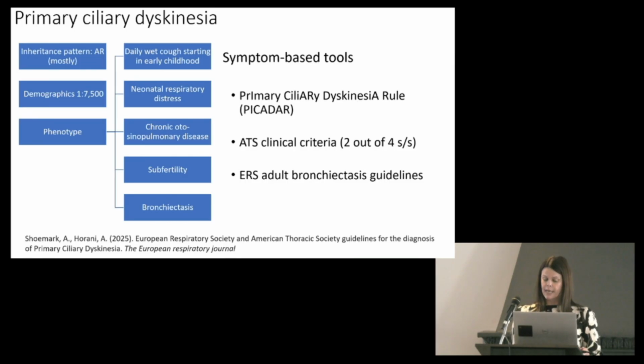And they suggest that we use symptom-based tools to try to identify these patients who have a strong phenotype and that should be evaluated for PCD. And these include the primary ciliary dyskinesia rule, better known as the PICADAR score, the American Thoracic Society clinical criteria, which suggests 2 out of 4 signs and symptoms, and the ERS adult bronchiectasis guidelines.